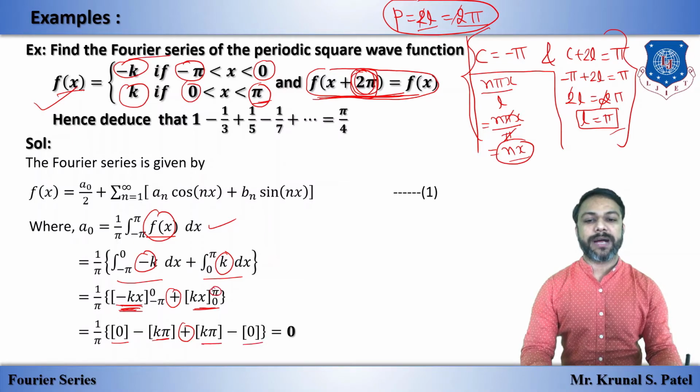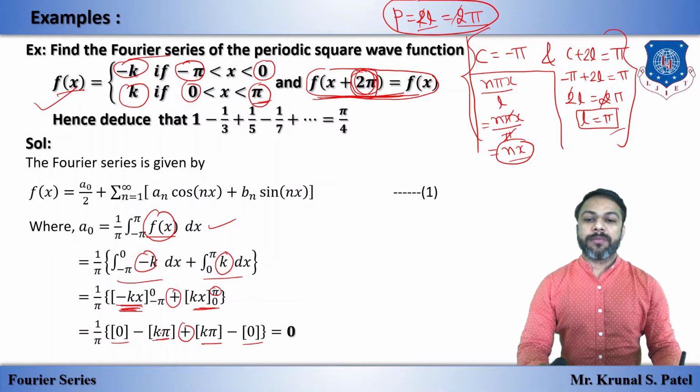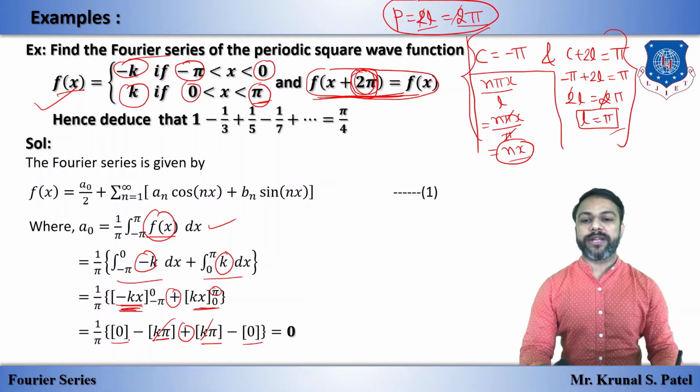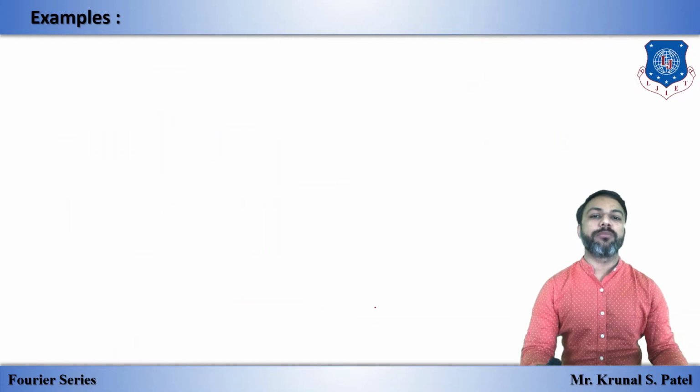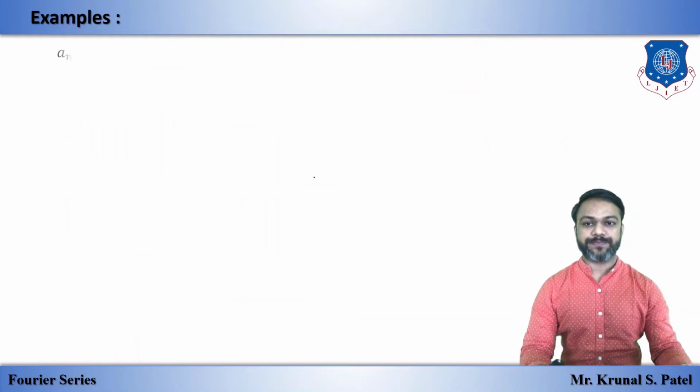The upper limit, that means pi, k pi, minus lower limit 0, that means 0. By cancelling out this minus k pi plus k pi, 0, 0, 0 into 1 by pi is 0, so the final answer is 0. So our a0 is equal to 0. Now in a similar way we have an.